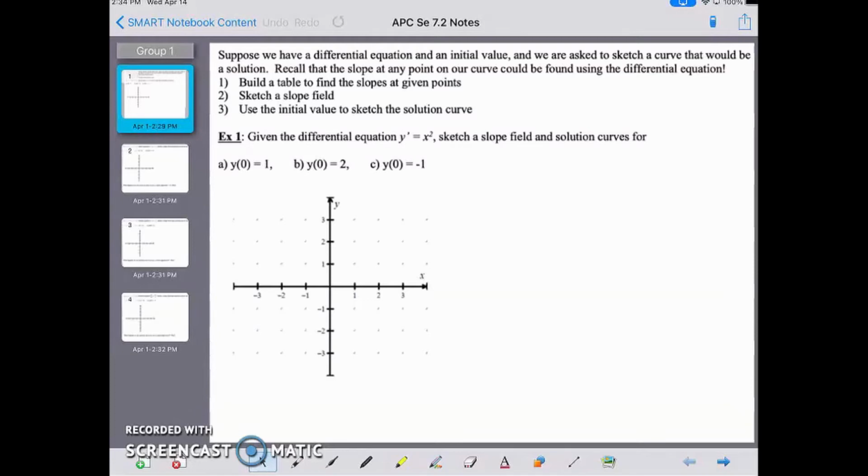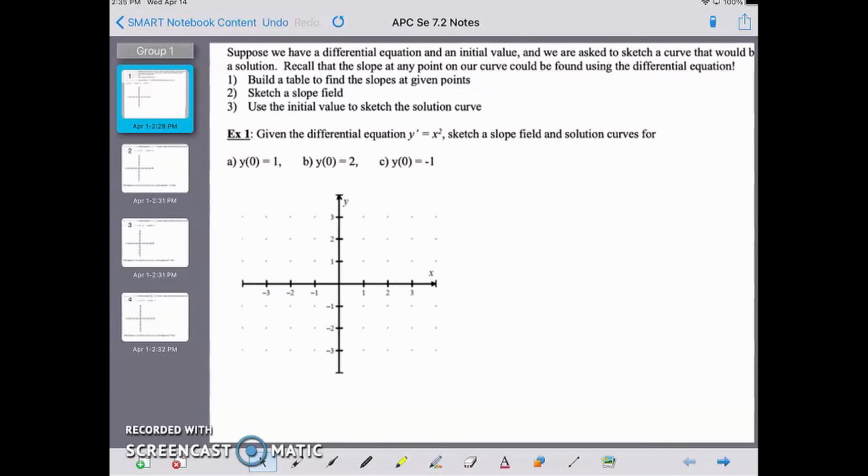Hey math friends, this is AP Calculus section 7.2 notes. We are going to be continuing to talk about applications of integration today, and we started by talking about modeling with differential equations in section 7.1, and in section 7.2 we are going to be talking about slope direction fields.